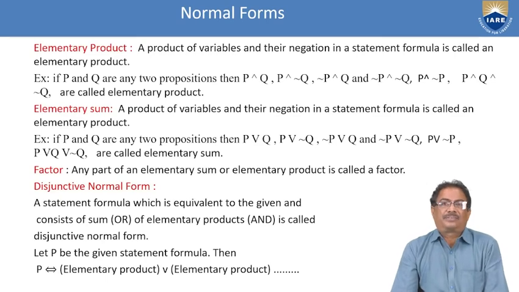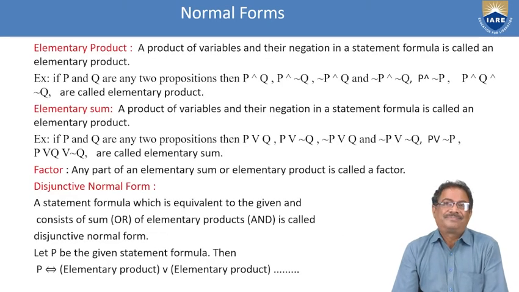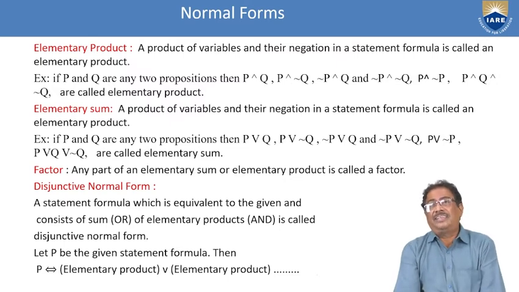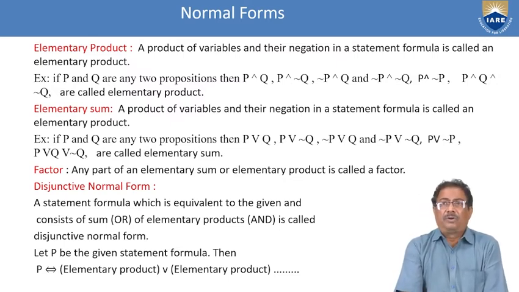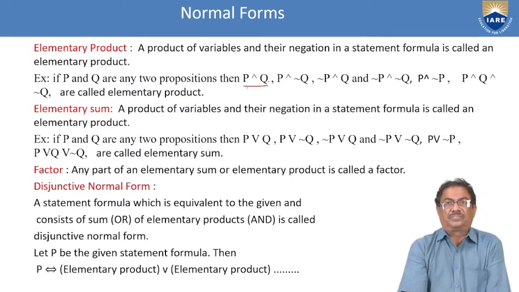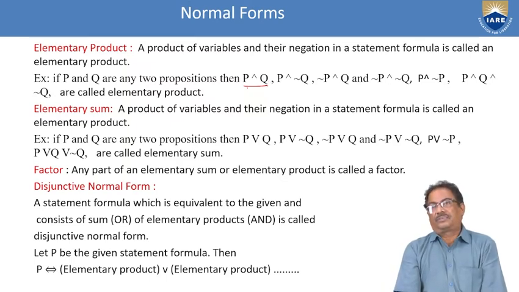Now, elementary product. This is simply a product, and now we are calling it an elementary product. See, an elementary product means a product of variables and their negations in a statement. Suppose P and Q are any two propositions. Then P and Q is an elementary product.